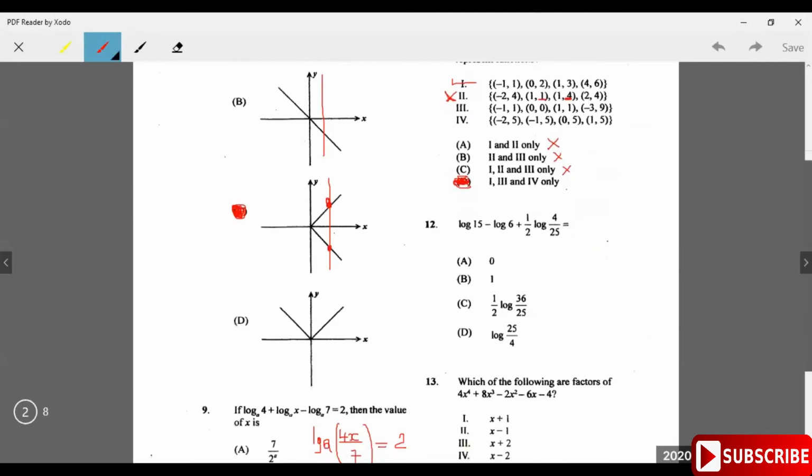All right, let's go further. So we have log 15 minus log 6 plus a half log 4 over 25. You can actually just put all of this in your calculator, and you're going to get 0. This is a calculator question. So put it in your calculator.